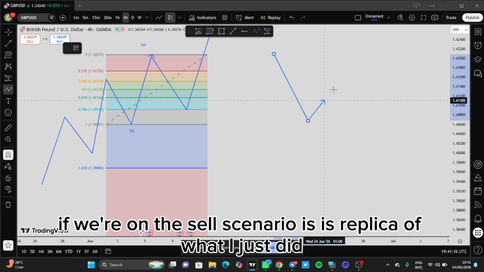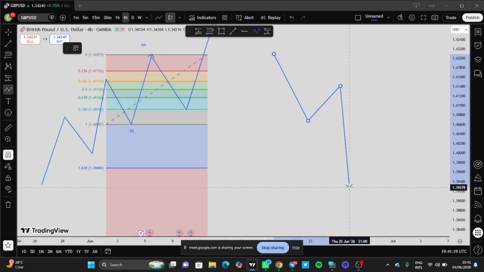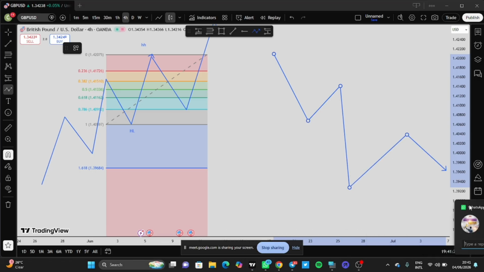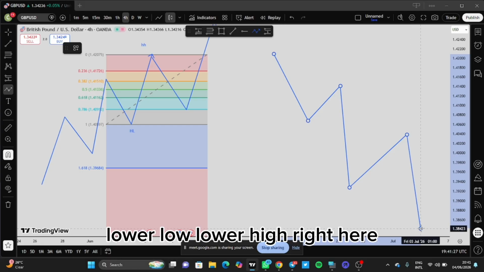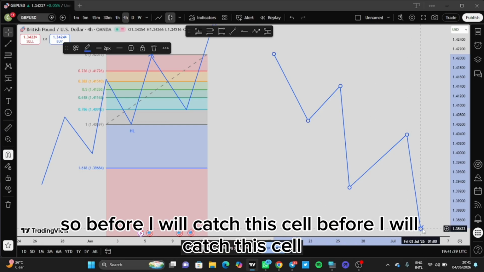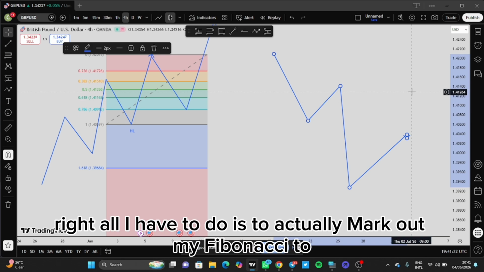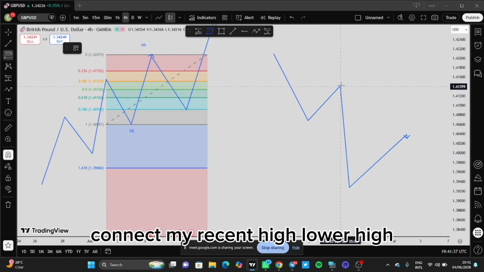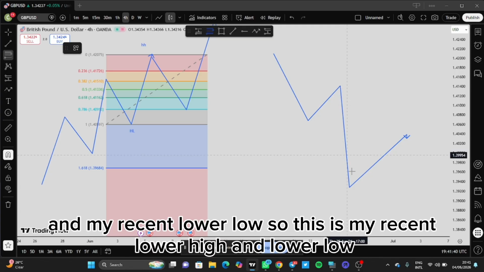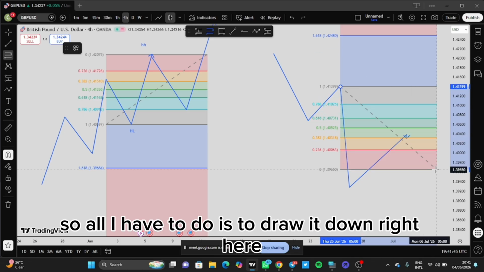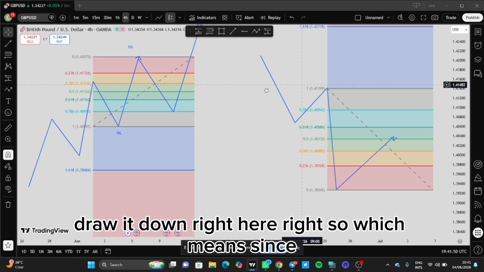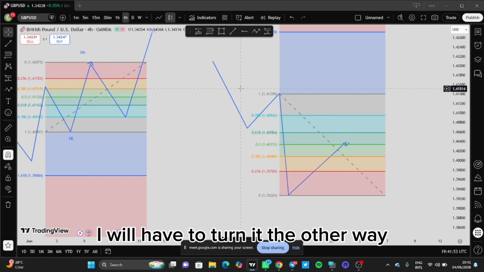If we're in the sell scenario, it is a replica of what I just did. Right, so we have lower low, lower high, lower low, lower high right here. So before I catch this sell, all I have to do is to mark out my Fibonacci tool, connect my recent lower high and my recent lower low. So all I have to do is to draw it down right here.